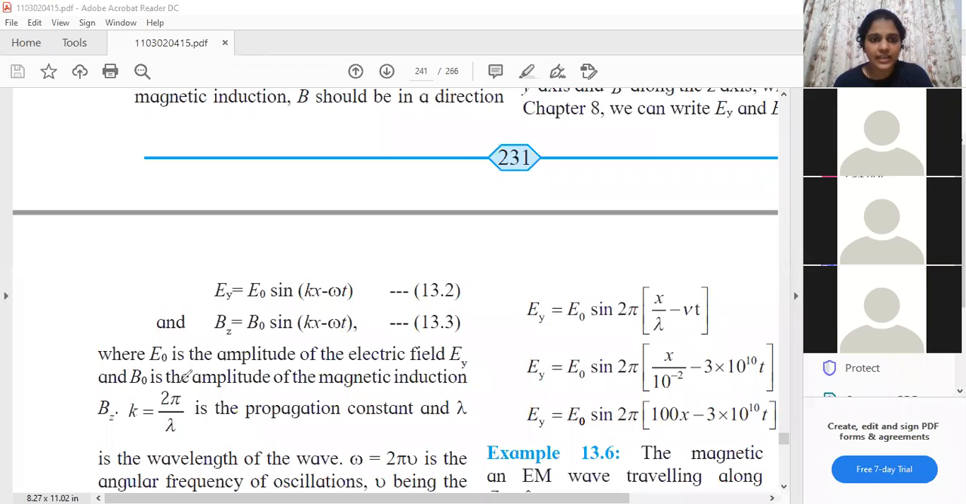See students, E naught is the amplitude of the electric field, EY. I hope you all understood why the subscripts Y and Z have come into the picture. They indicate the axis. So E naught is the amplitude of the electric field EY and B naught is the amplitude of the magnetic induction or magnetic field BZ.